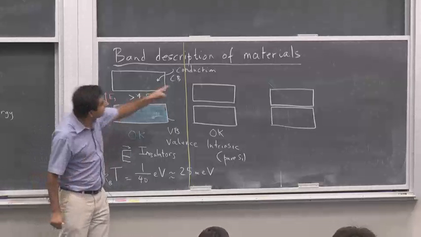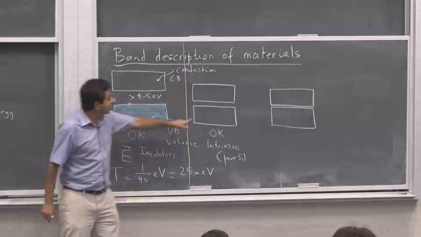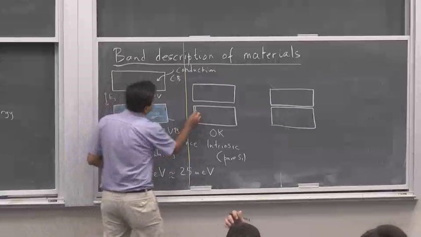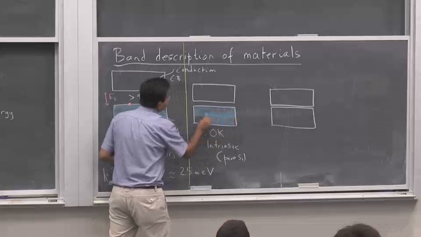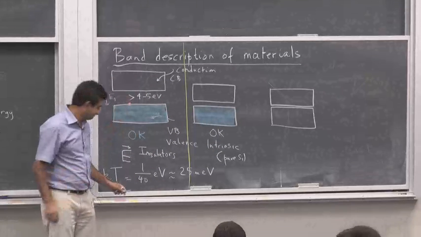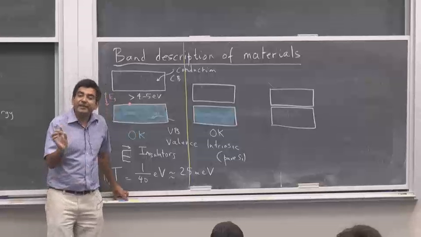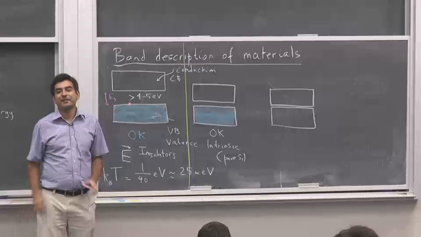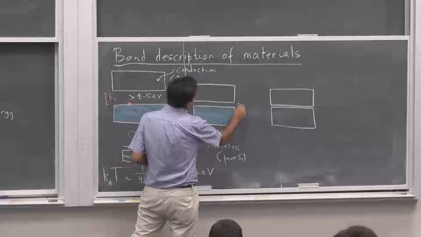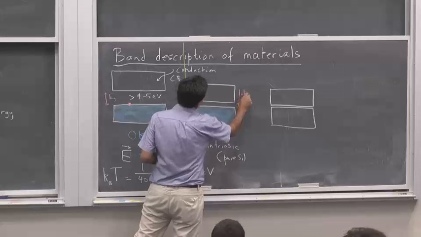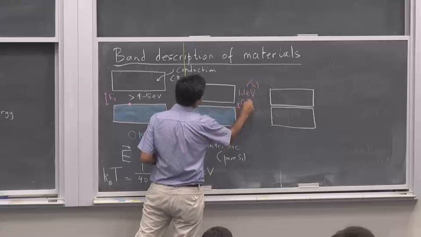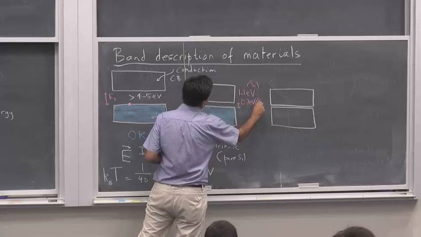Now, if you consider this intrinsic semiconductor, once again you have a valence band and a conduction band, and at 0 kelvins, this valence band is completely filled and the conduction band is empty. Now, if you increase the temperature slightly, this gap is small. For silicon, it's about 1.1 electron volt. And for germanium, it can be 0.7 electron volt.